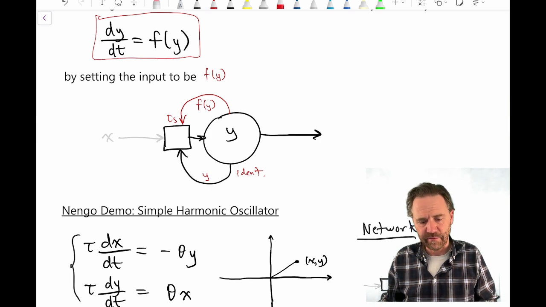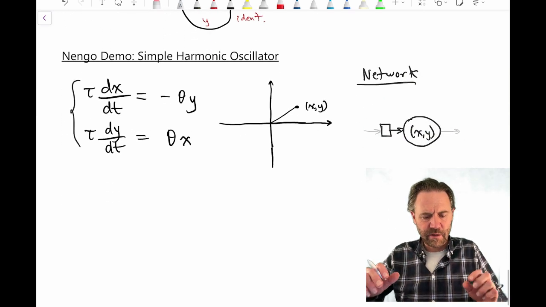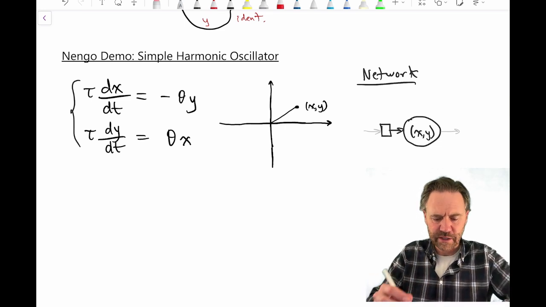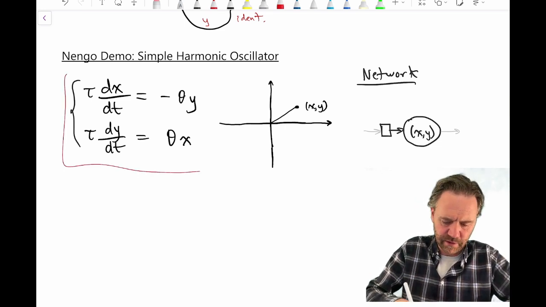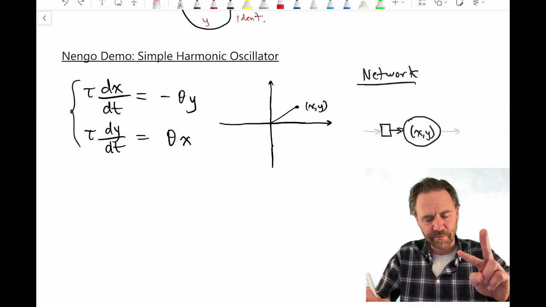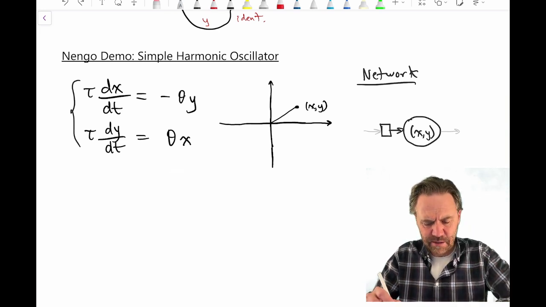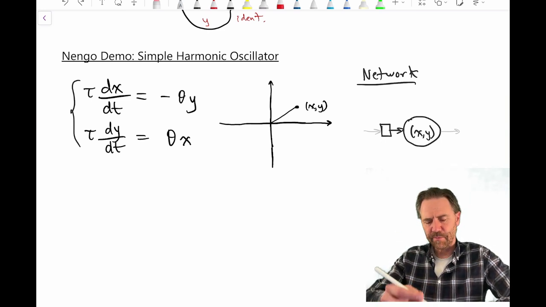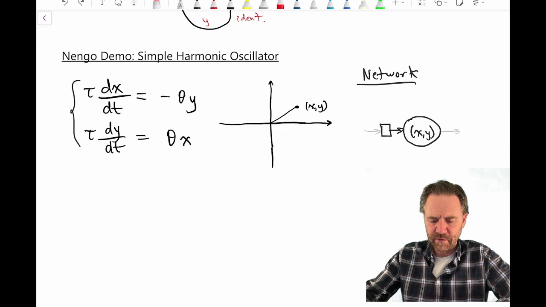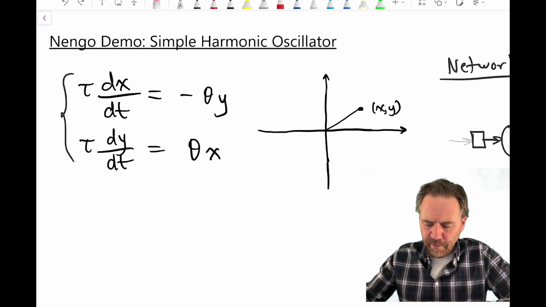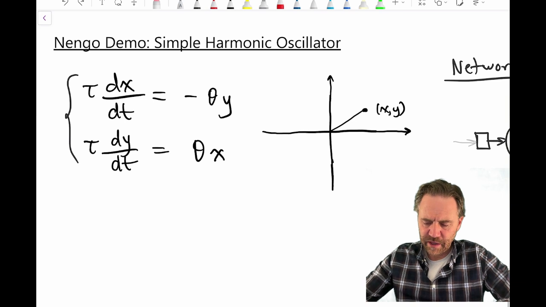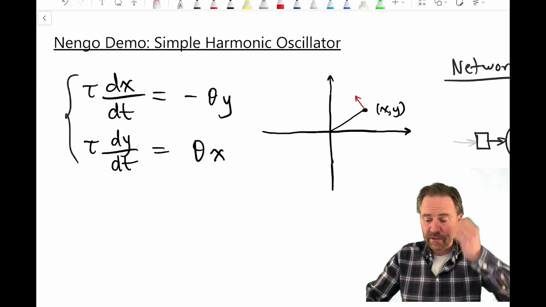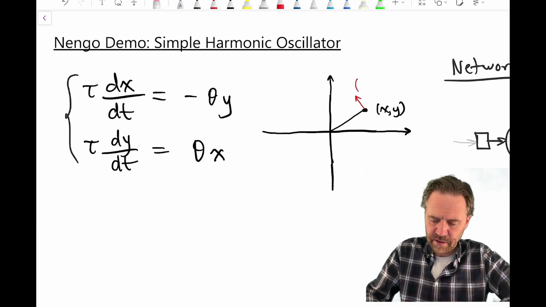So let me show you an example of this. A simple harmonic oscillator is dictated by these differential equations here on the left. So it's a two-state system. You have an x and a y, and they're related. X depends on y, y depends on x. But if you look at the equations, for any state x, your rate of change, or your sort of velocity vector, is going to be perpendicular to where you are. So this little vector here is negative theta y, theta x.